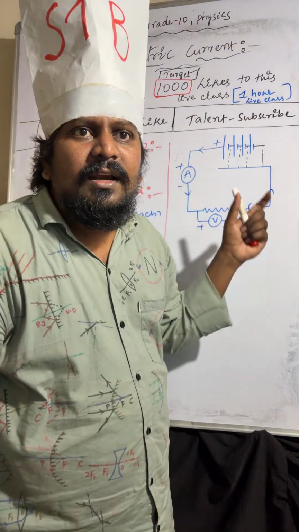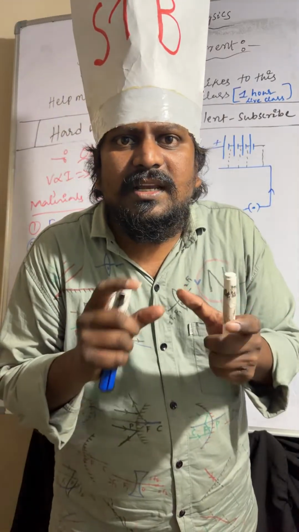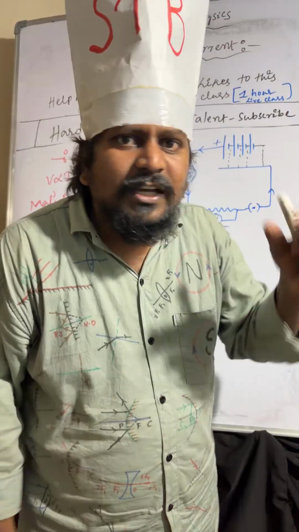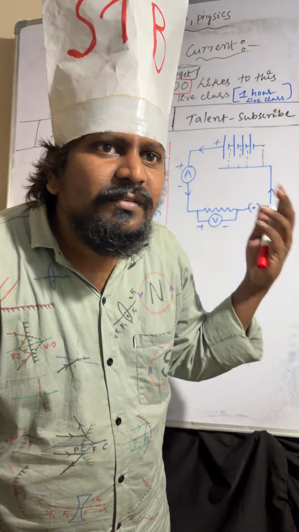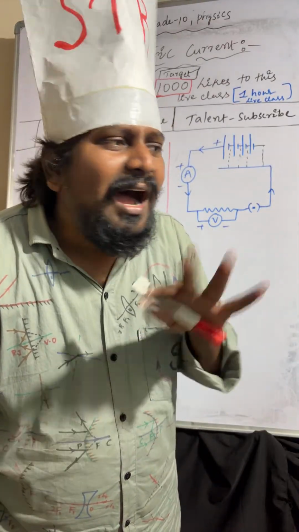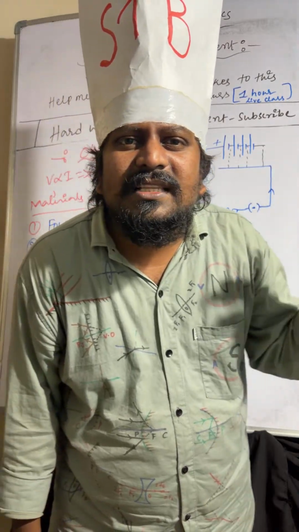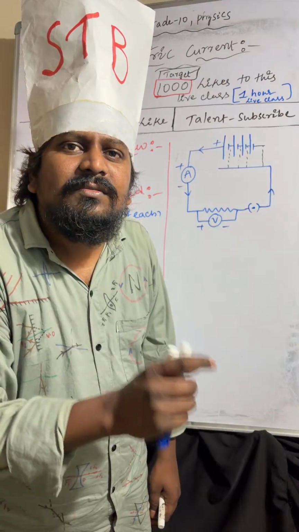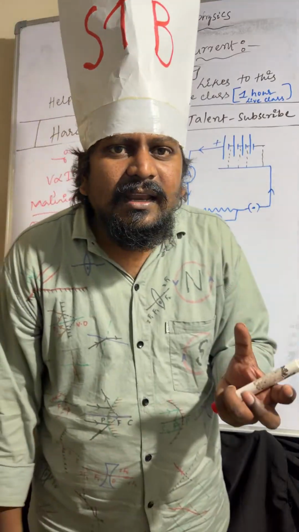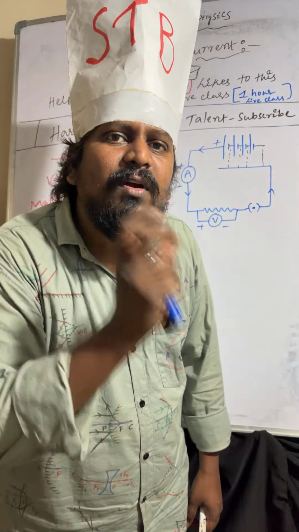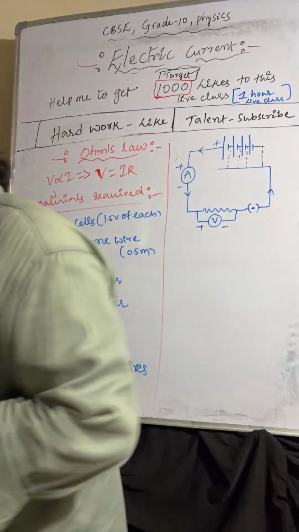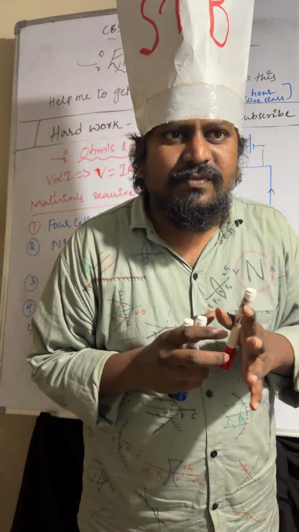We are drawing with the dotted lines. That is the reason why we are drawing with the dotted line. Because first you have to connect one cell and note down the reading of the ammeter and voltmeter. After that you connect 2 cells and note down the readings. Then repeat the process for 3 and 4.